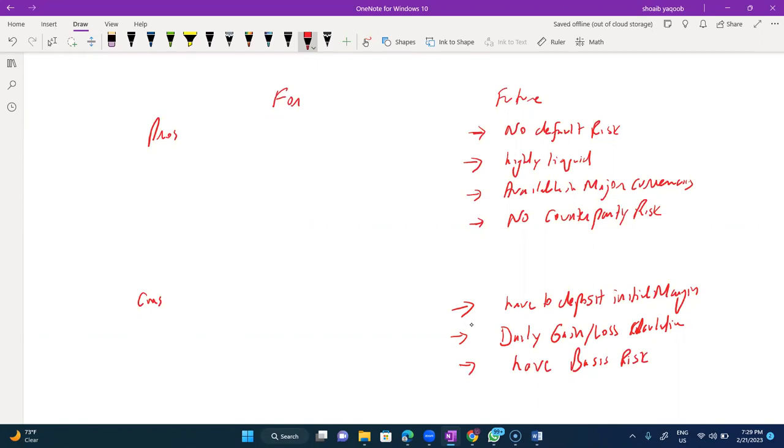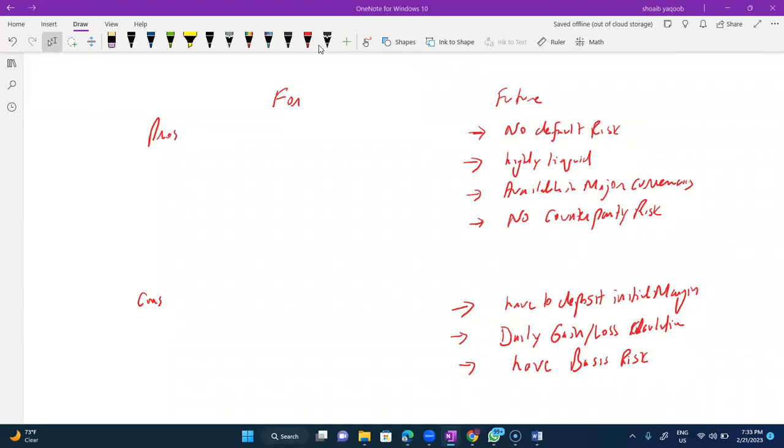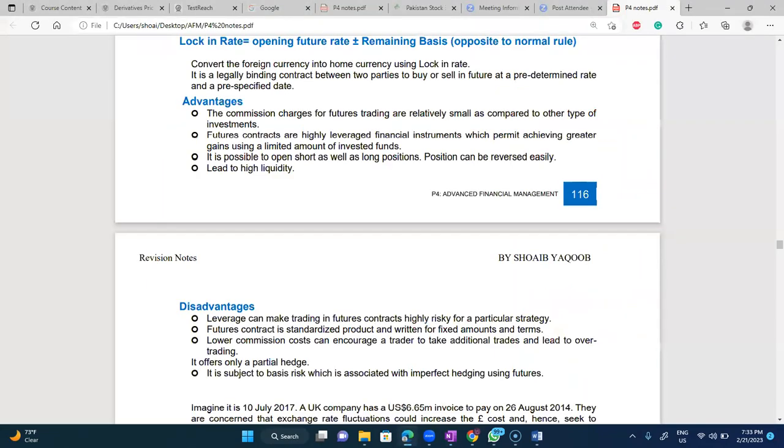Okay. Try to enter more pros and cons, guys. Okay, this is highly testable. The pros of future will become the cons of forward, and the cons of future will become the pros of forward contract. Obviously, you need to change the wording, but overall, the concept is same.